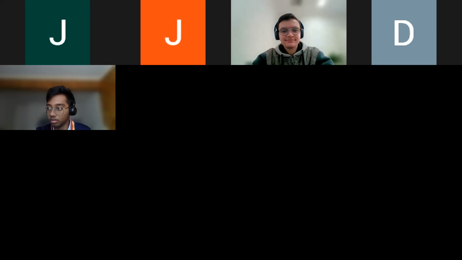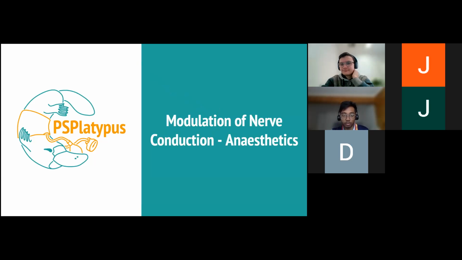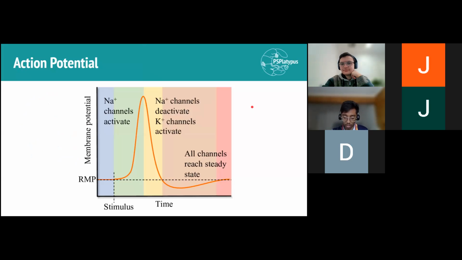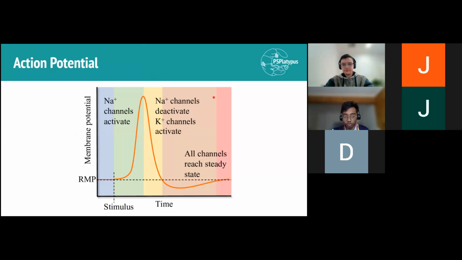Let me screen share. Okay, so we're going to be talking about modulation of nerve conduction, and specifically how anesthetics work. I want you to think back to the action potential. There were a bunch of different steps when it comes to generating membrane potential: the hyperpolarized state, the depolarized state, and so on. Initially sodium channels activate, then sodium channels deactivate, then potassium channels activate, and eventually all channels reach the steady state that they're usually at.